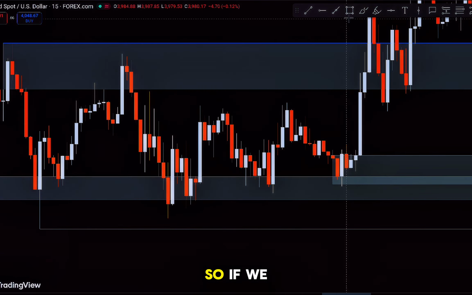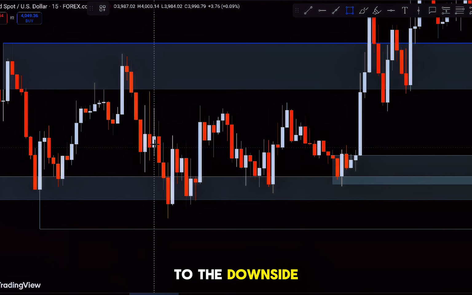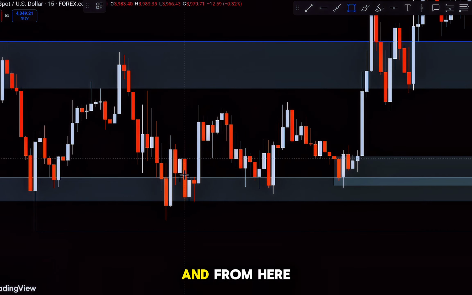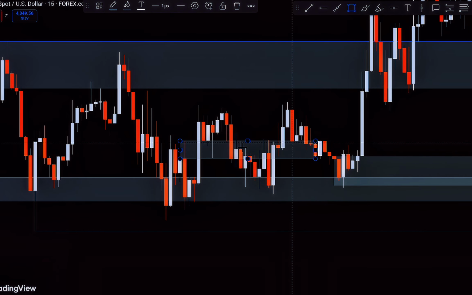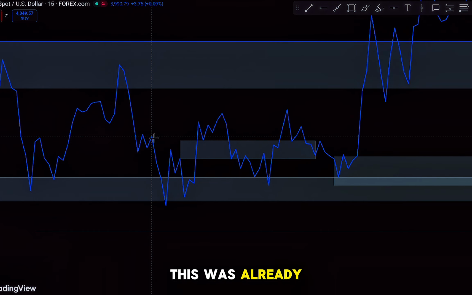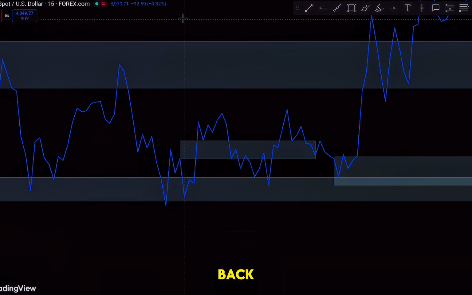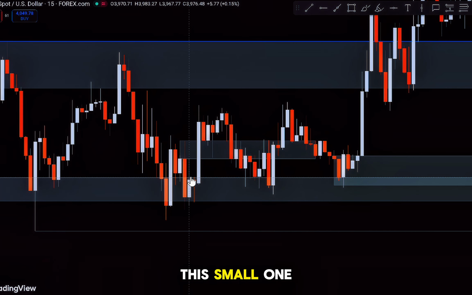So if we look at this place, the last push to the downside was this guy here, and from here we can say this was the last push. If we go to the line chart, we can see this was already respected, and this high here was the one that pushed market into the daily time frame, and then we got this rejection all the way back. So we can see we broke this small one, and then we broke this one too, we broke this one too. So all these three levels were being broken.